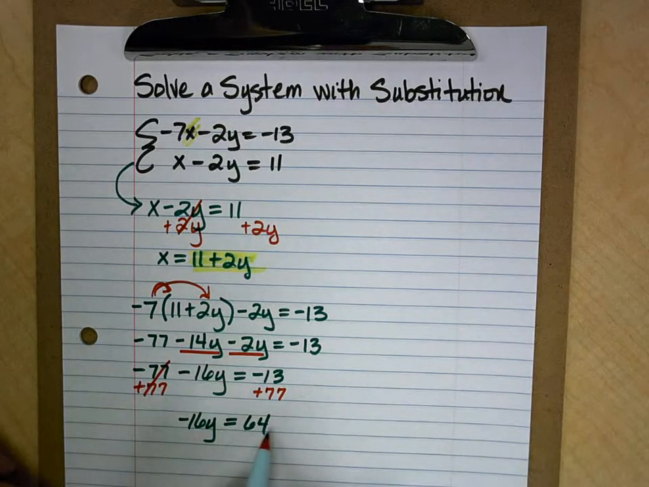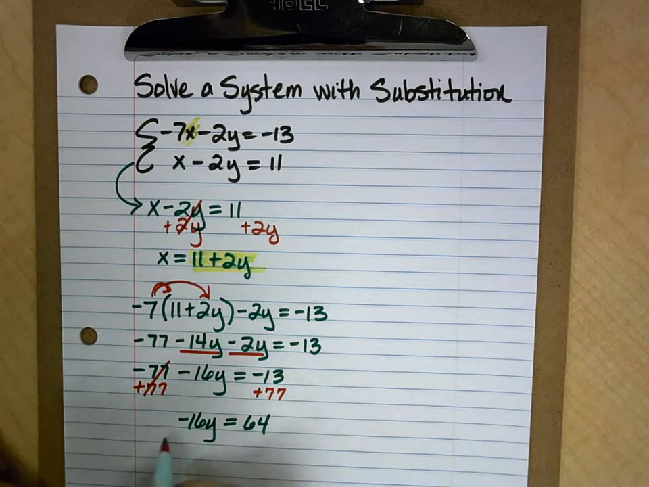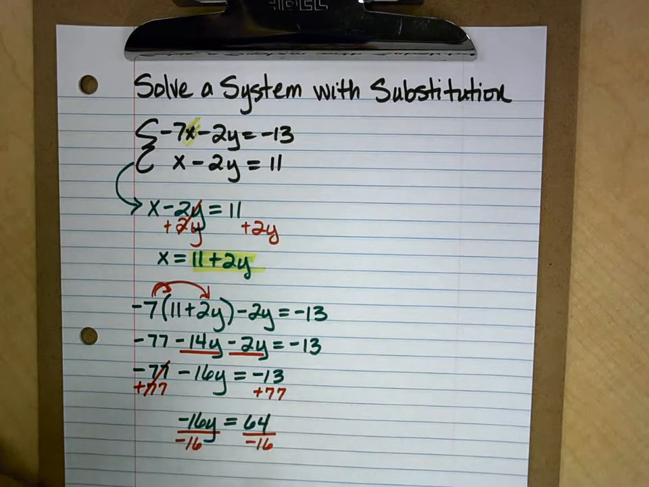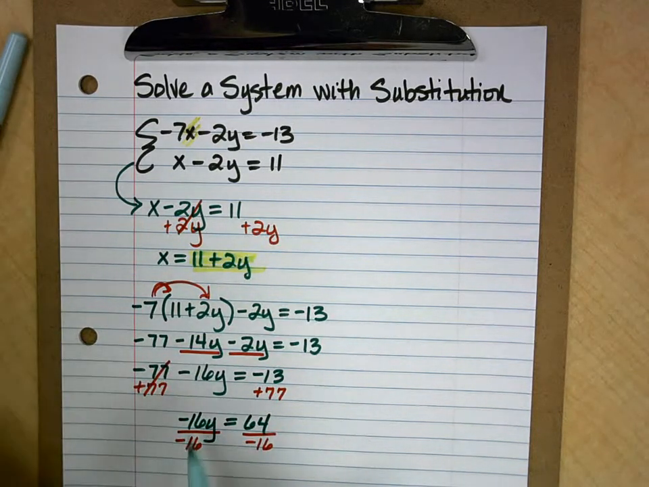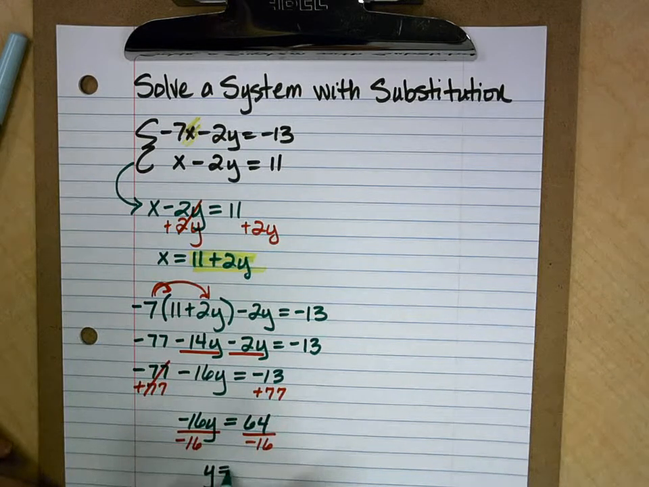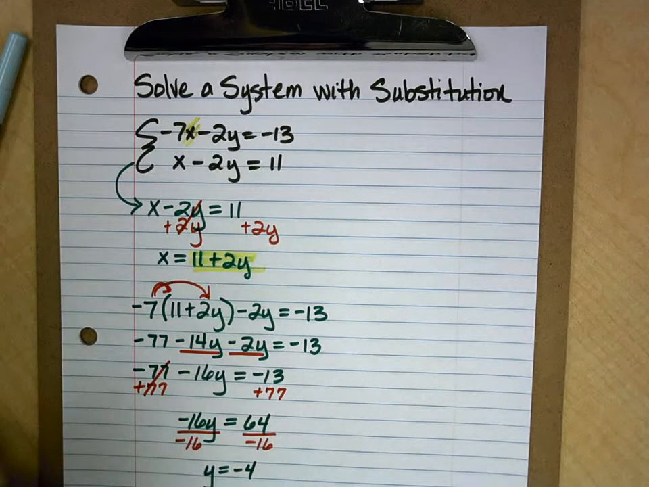I almost have my solution for y. Some of you can do this mentally, but you know that I'm always asking you to show all of your work. So show that you're going to divide off a negative 16 from both sides. This becomes a 1y. Y equals, and 64 divided by 16 is 4. But a positive divided by a negative is negative 4.